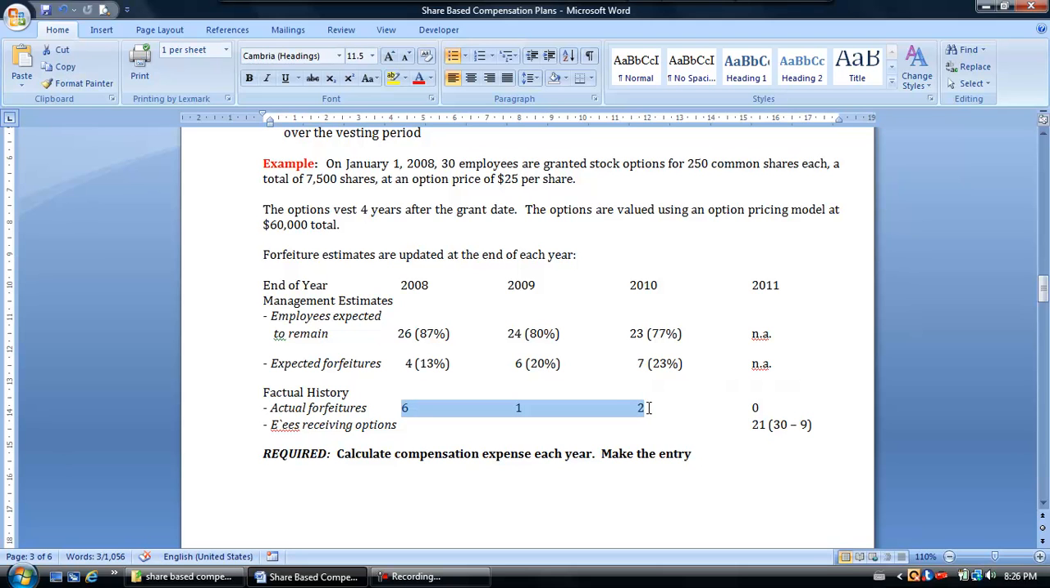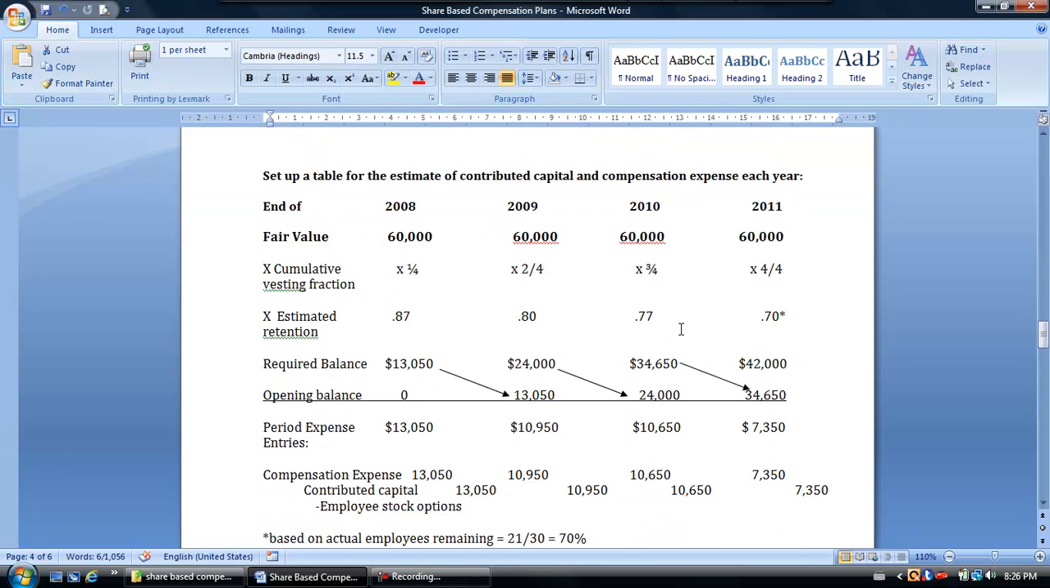So now, to make the journal entry taking these retention amounts in mind, let's see what it would look like. Well, the first thing we're going to do is set up a little bit of a table here so we can estimate the value of compensation expense each year and calculate the cumulative value of the contributed capital account for the stock options. So let's begin.